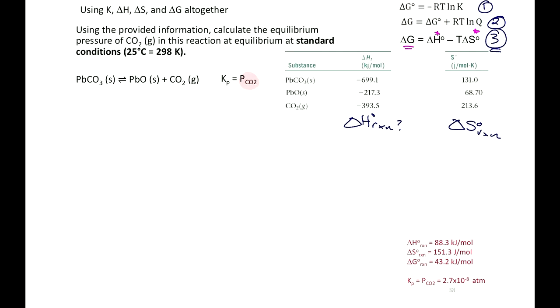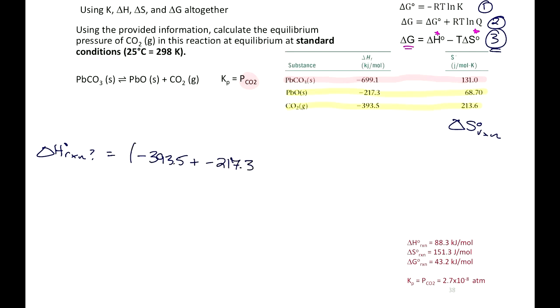This is just a longer way to get to the same answer, because I want to show you that delta H's and delta S's are related to delta G. We're going to do products minus reactants, but we have to do it twice. CO2 and lead oxide are our two products, and lead carbonate is our reactant. So delta H of the reaction will just be negative 393.5 plus negative 217.3 minus negative 699.1. All of this is in kilojoules.